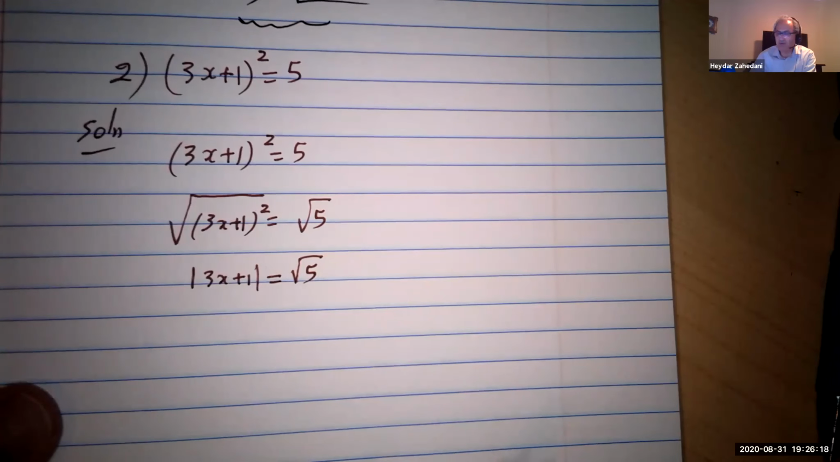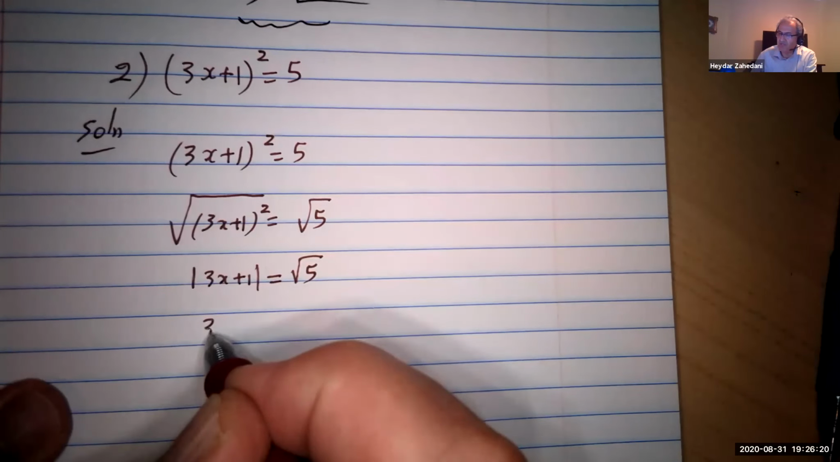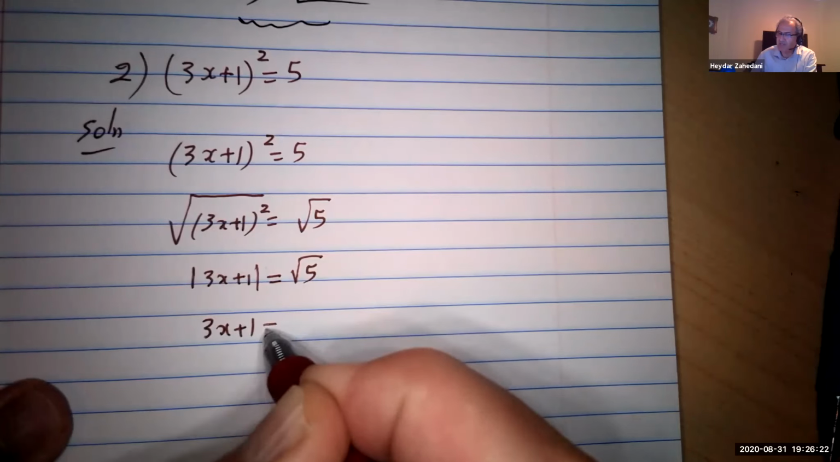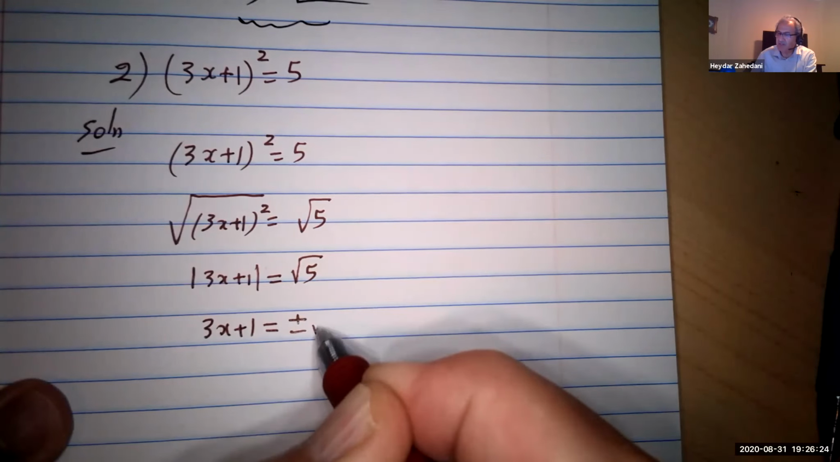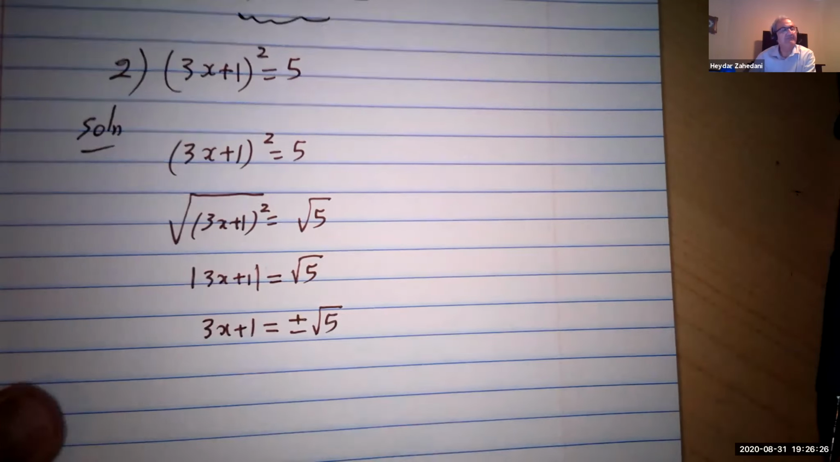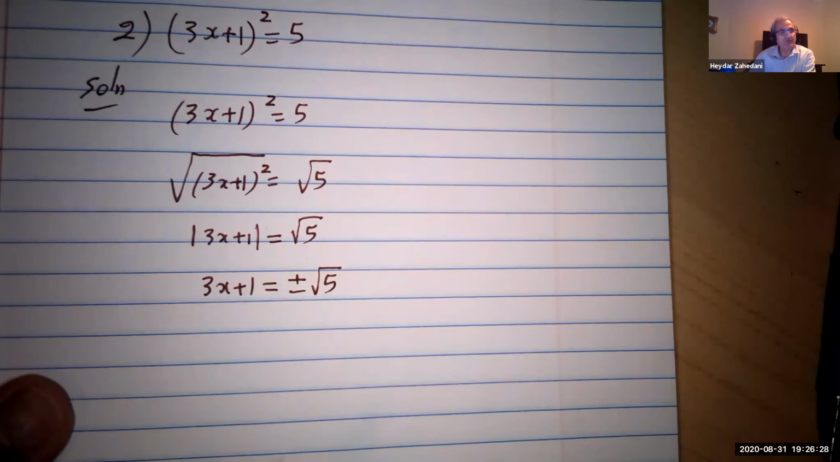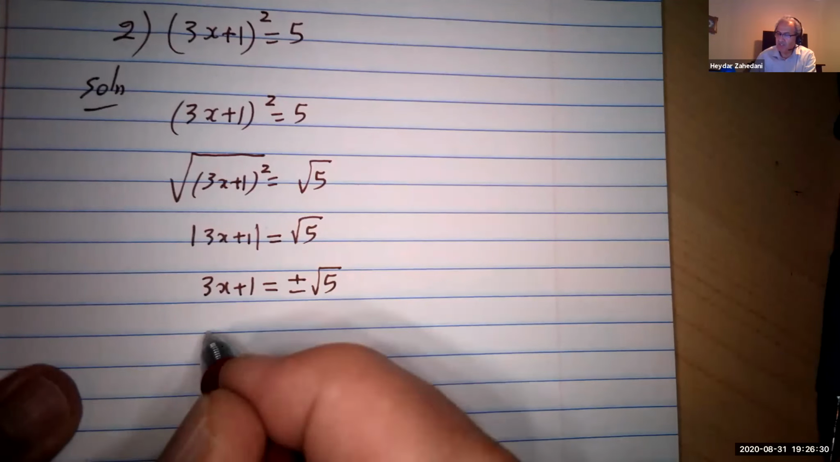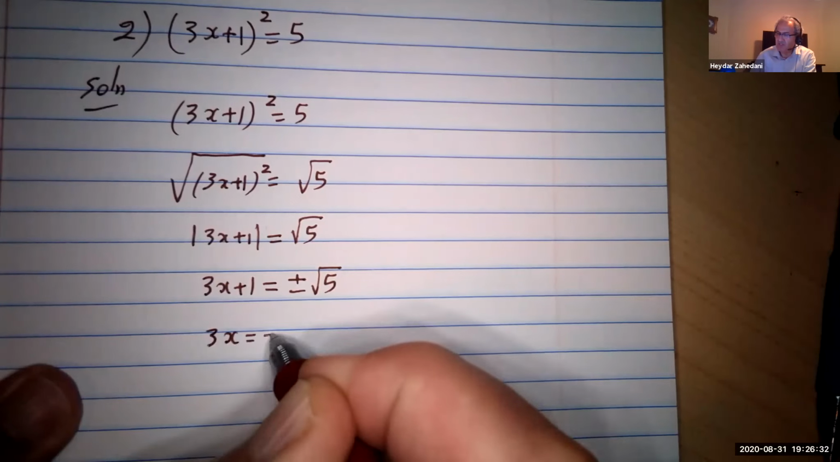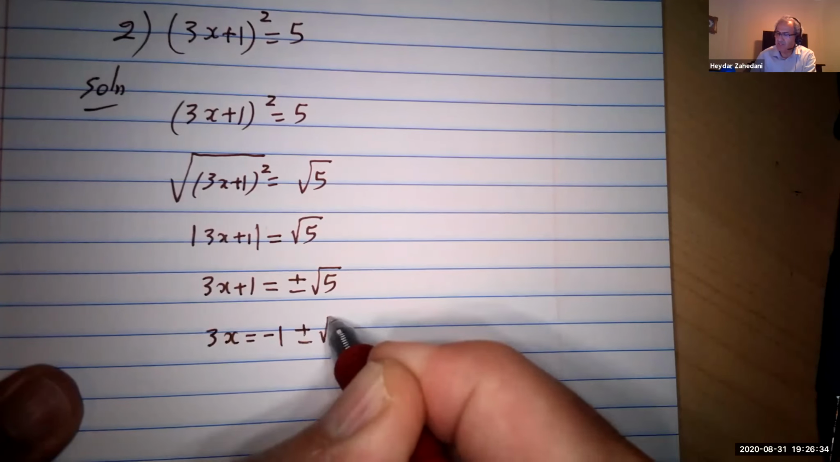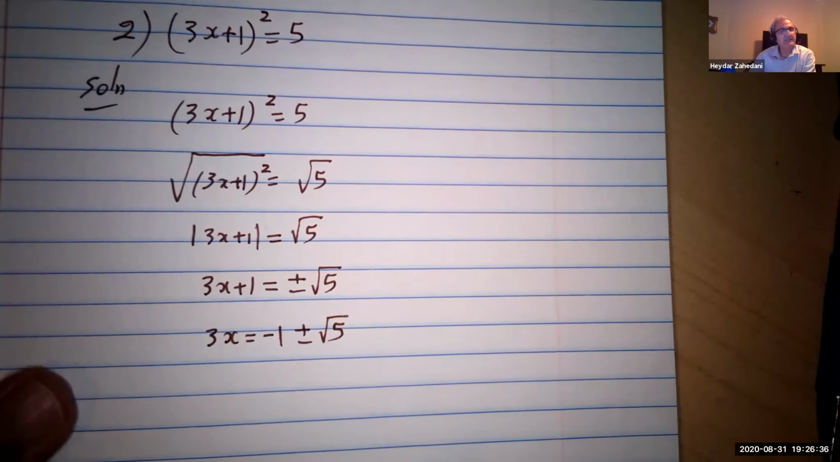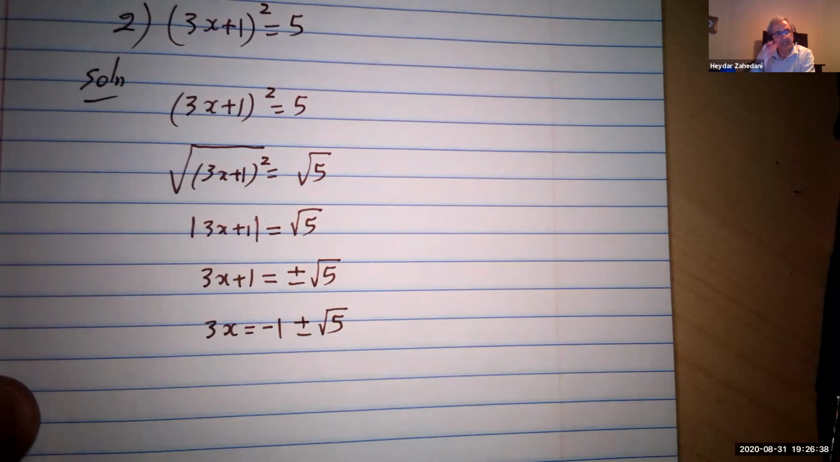Then you want to drop the absolute value: 3x plus 1, but this is going to be equal to the positive or negative radical 5. You have to solve for x, subtract 1. So 3x equals negative 1 plus or minus radical 5. Since we cannot simplify negative 1 plus or minus radical 5, we leave it as is.